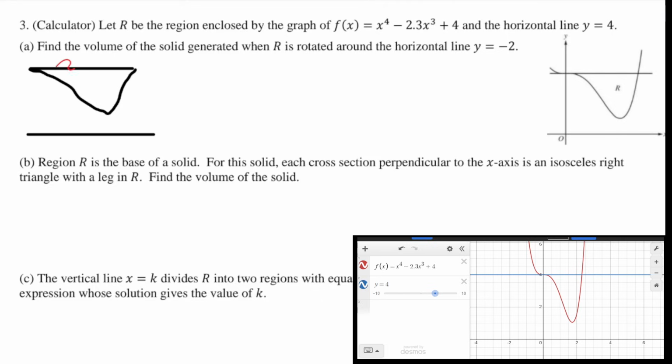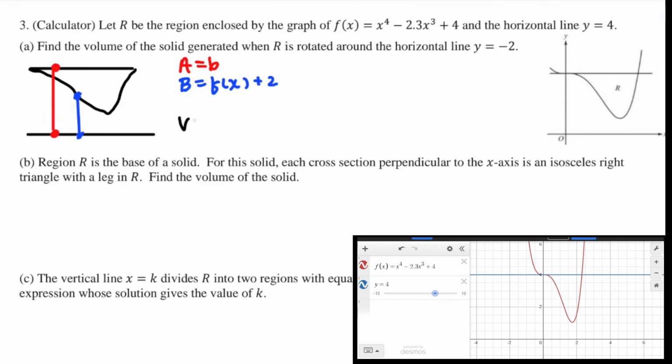Okay, so for the large radius, I reach from the axis of rotation to the far edge of the region I'm rotating. And that would be y equals 4 minus y equals -2. A is going to equal 6. Then B is going to be top and bottom from the axis of rotation to the near edge of the region that I'm rotating. So that would be top is f of x minus bottom was -2. So f of x plus 2.